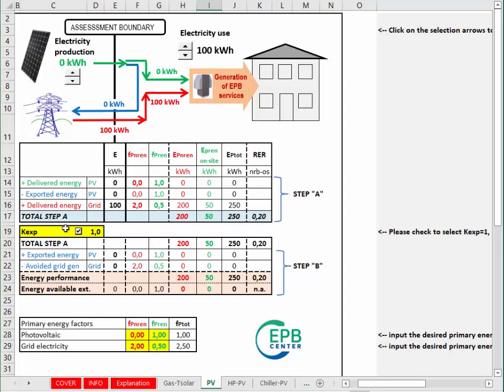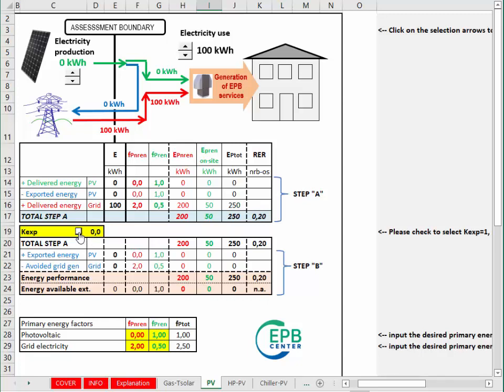Please note that the first table now includes also the possibility of having exported energy. In this table, this exported energy will be evaluated according to the resources needed to produce it on site. So it will be evaluated with the same weighting factors as the corresponding delivered energy, which is PV electricity. The second table is not yet relevant because there is actually no exported energy until now.